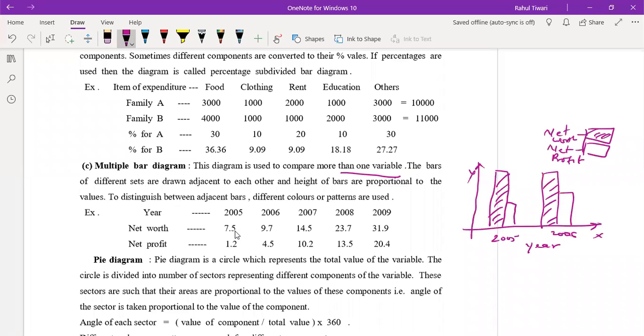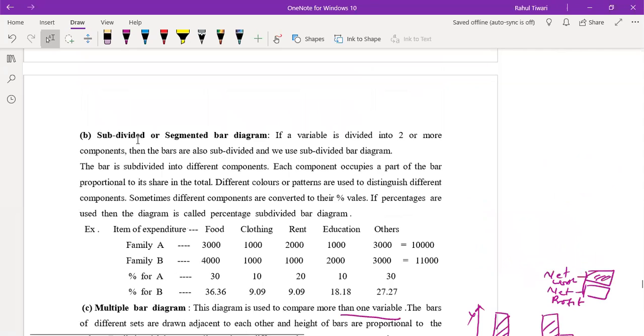Now there is another technique. If we have a multiple bar diagram, one can go with subdivided also. But how do you distinguish between multiple and subdivided? There is a very minor change in that. What is that thing?